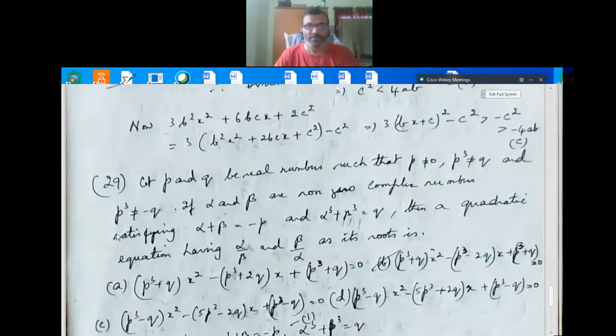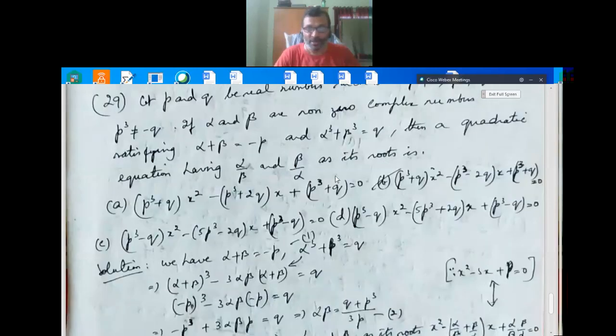Now the next question, that is 29. Let p and q be real numbers such that p not equal to 0. Understand properly. Let p and q be real numbers such that p not equal to 0, p cube not equal to q, and p cube not equal to minus q. If alpha and beta are non-zero complex numbers satisfying alpha plus beta equals minus p, alpha cube plus beta cubed equals q, then a quadratic equation having alpha by beta and beta by alpha as its roots is. So there are 4 options you can make out.